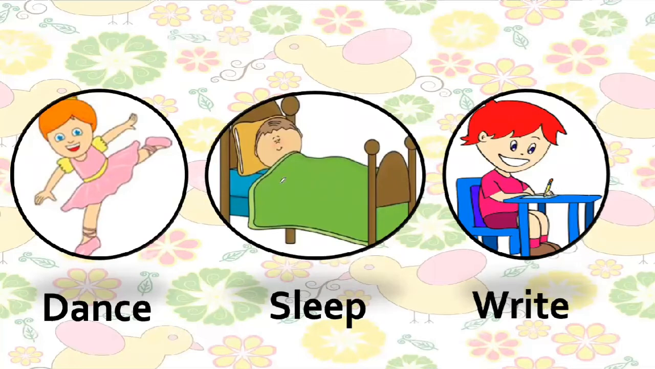Okay, now let's just repeat with me all the actions again. Dance, sleep, write. Okay, I hope now you got it. What is verb? Verb is an action word. What does verb tell us? It tells us what someone is doing.